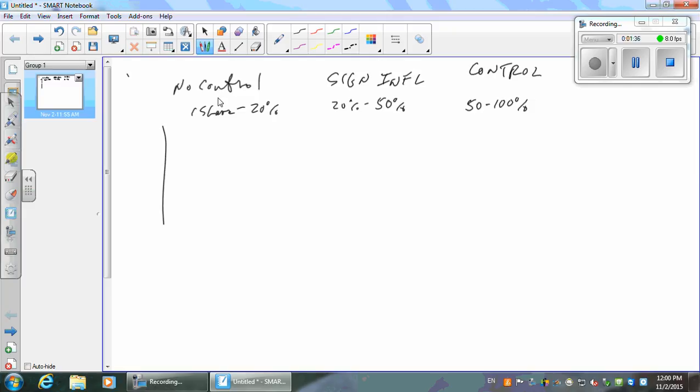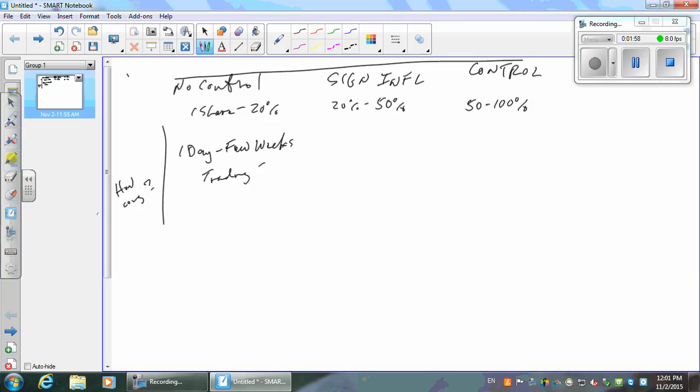So let's do how long down here. This is how much control across here, right? How long down here. Okay, and what's the first one? 1 day to a few weeks. Okay, 1 day up to a few weeks. Very short term. And what do we call that? Trading securities. Very good. Investment in trading securities. Got it? Pretty straightforward, isn't it?